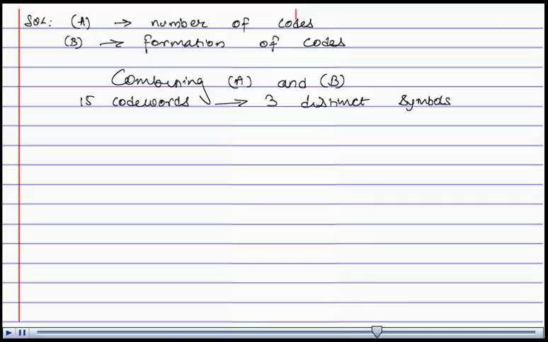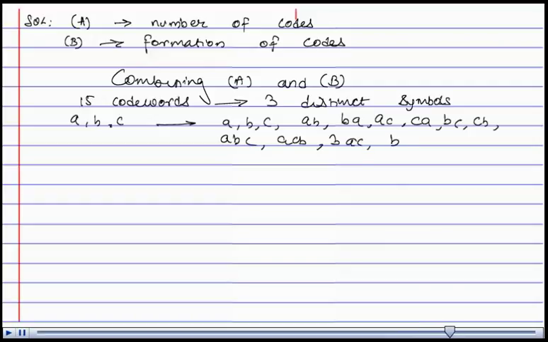Take an example, we are having 3 symbols A, B and C, then the possible code words are A, B, C, then AB, BA, AC, CA, BC, CB, ABC, ACB, BAC, BCA, CAB and CBA. That is, we have a total of 15, but if we have 4 symbols, the total possible code words will be 64. That is, both the statements together are sufficient to answer the given question. Therefore, answer is third.